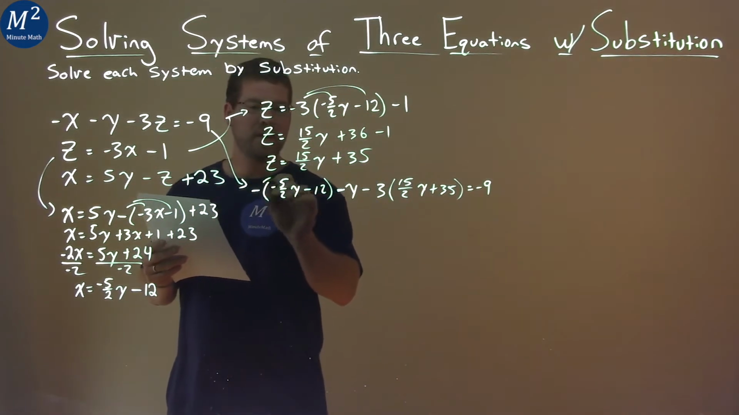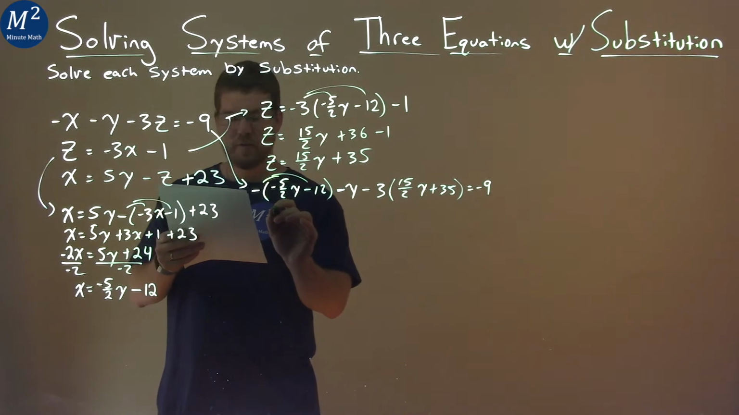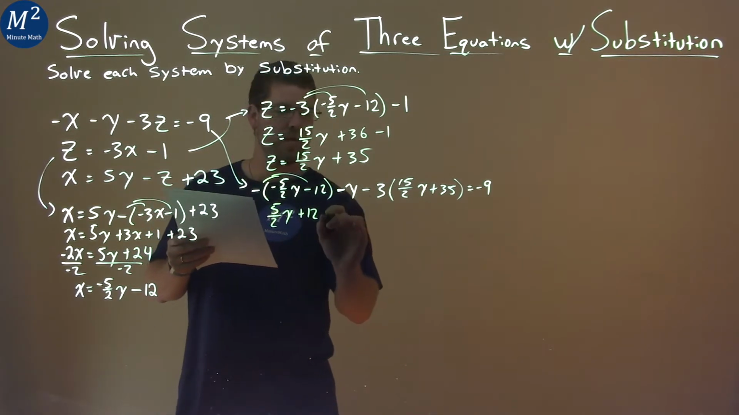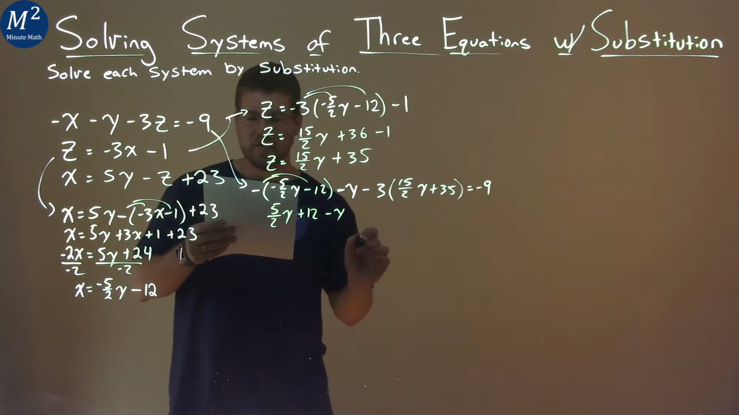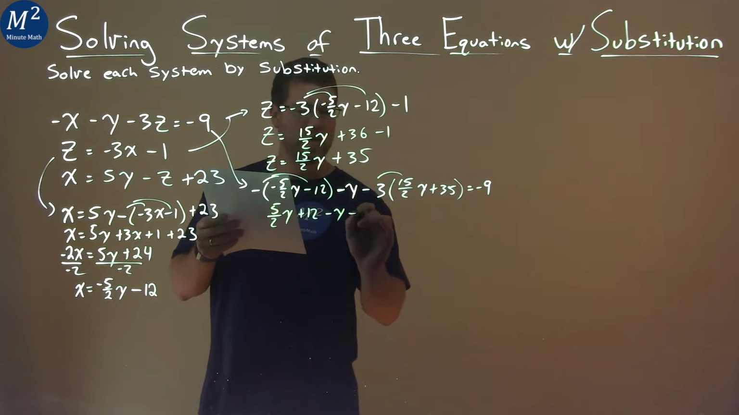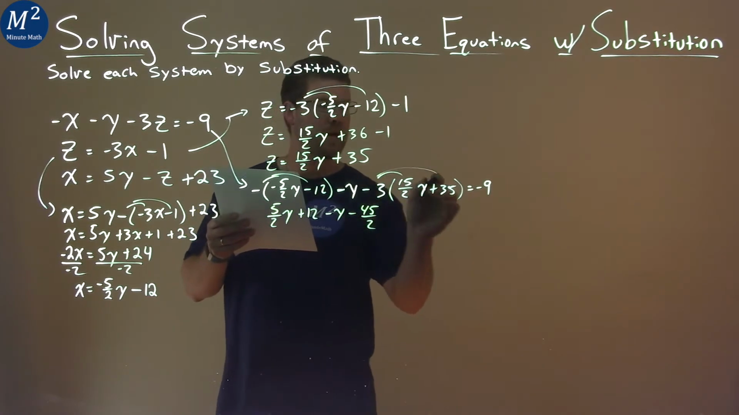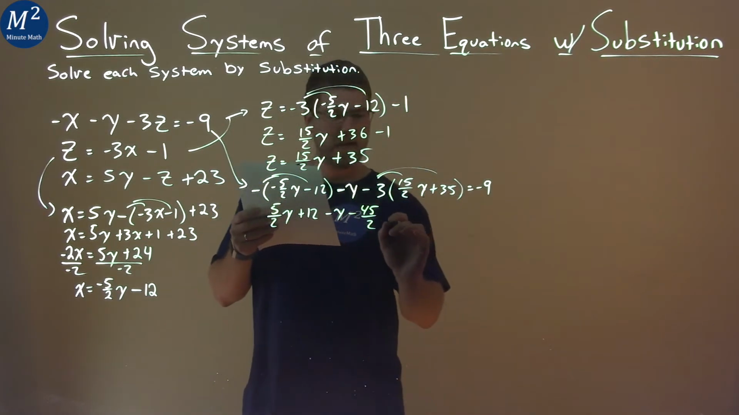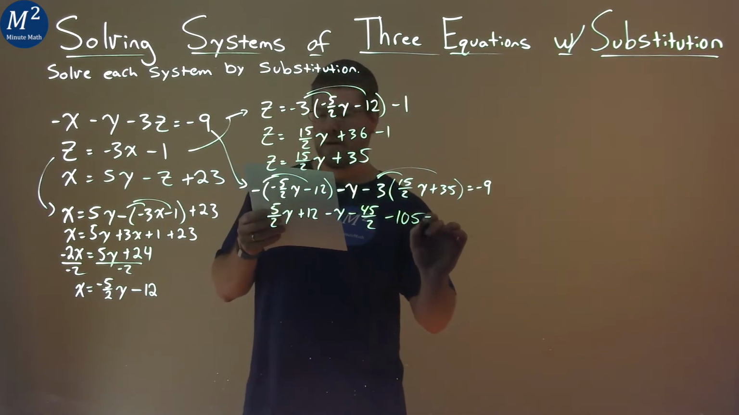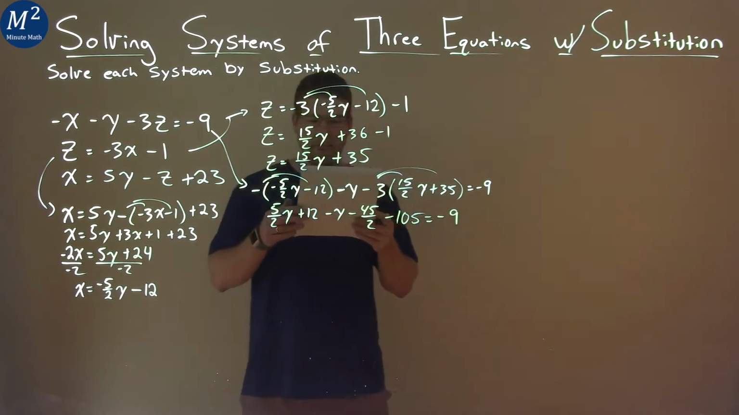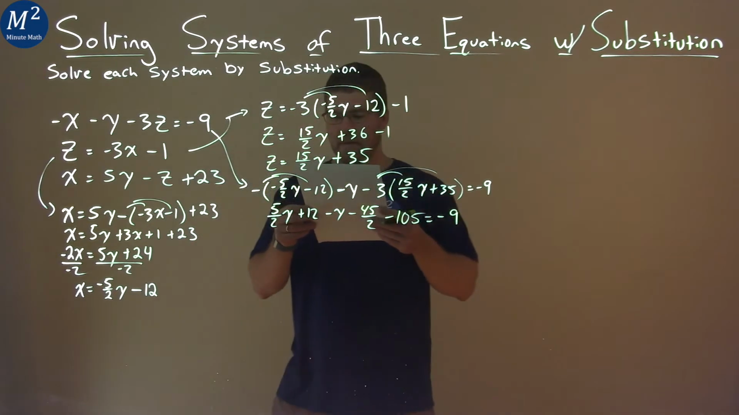Distribute the negative sign here to both parts, and we have a positive 5 halves y plus 12. Then we still have a minus y here. Distribute the 3 times the 15 halves, and we have a minus 45 halves. Don't forget to distribute the minus sign again. Negative 3 times 35 is a negative 105, and that equals a negative 9. All right.